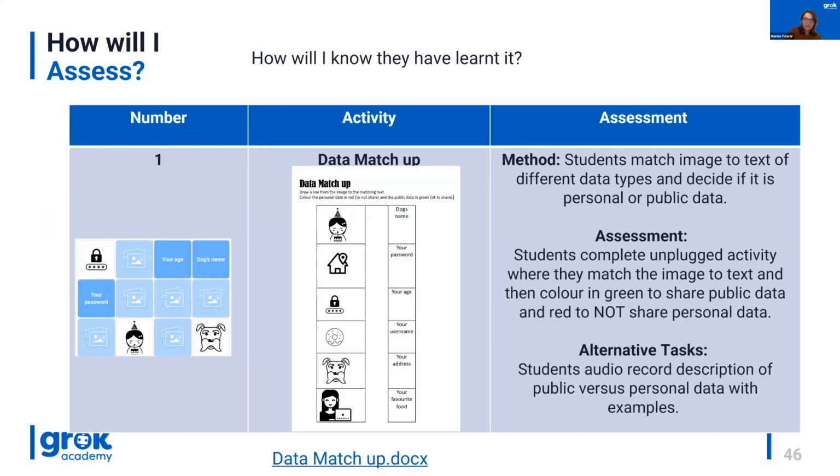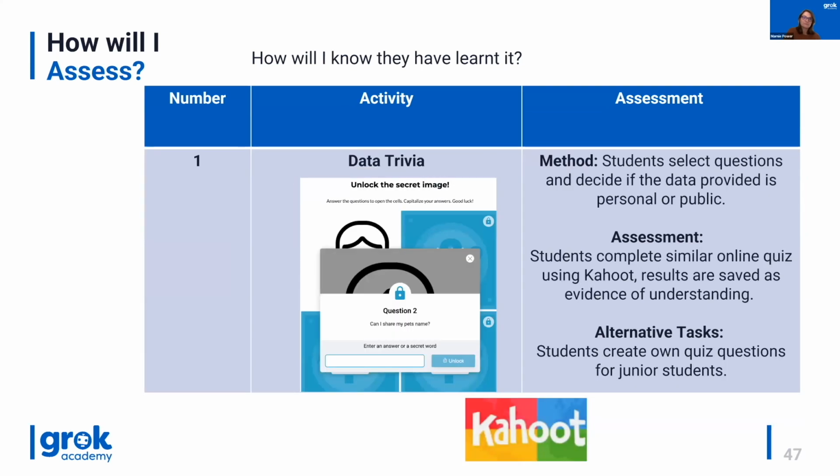Similarly, this is another unplugged activity based on that one that we showed before with the memory cards. This one requires students to match the image to the text and then to colour in all of the examples of personal data in red and all of the public data in green, giving teachers an example of, or evidence, I guess, of their understanding. An alternative task could be that students record an audio for their teacher, just explaining what public data is and what personal data is with examples.